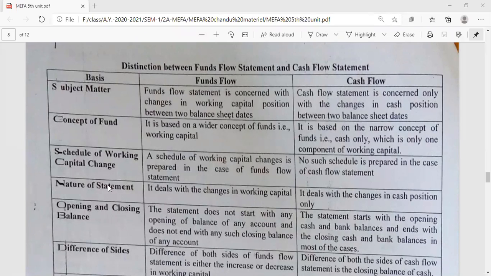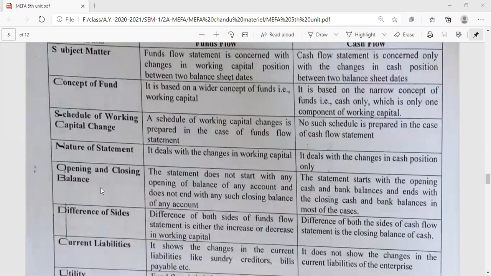So we have a schedule of working capital changes, and how it will appear in the fund flow and cash flow. A schedule of working capital changes is prepared in the case of the funds flow statement. No such schedule is prepared in the case of the cash flow statement. You don't have any proper schedule of how we are spending this money, or what we are getting inward, right?